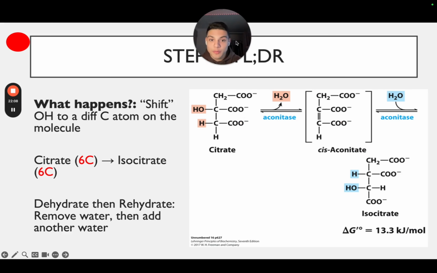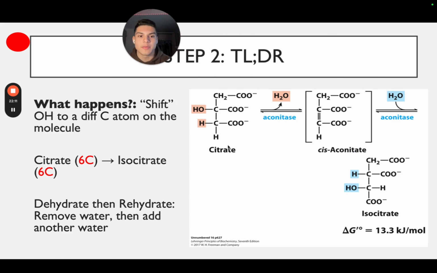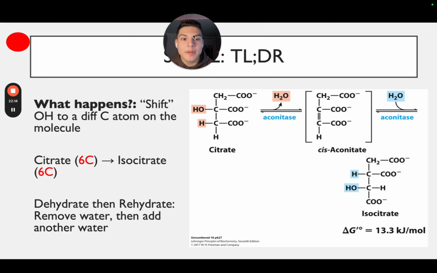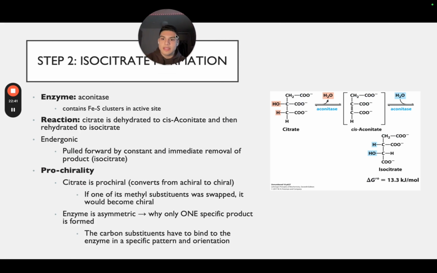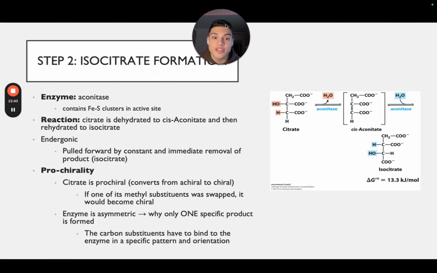Moving on to step 2, we now have our 6 carbon molecule that's been combined. What's going to end up happening is we're going to see a shift from citrate to isocitrate. How is this achieved? Through an enzyme called aconitase. Aconitase utilizes water elimination and hydration reactions to isomerize our citrate molecule into isocitrate. So dehydrate, then rehydrate: remove the water, then add the water. That's basically the mechanism. The way aconitase works is it contains iron-sulfur clusters to coordinate this entire reaction. There's a reason why iron-sulfur clusters are important, and I'll explain why.